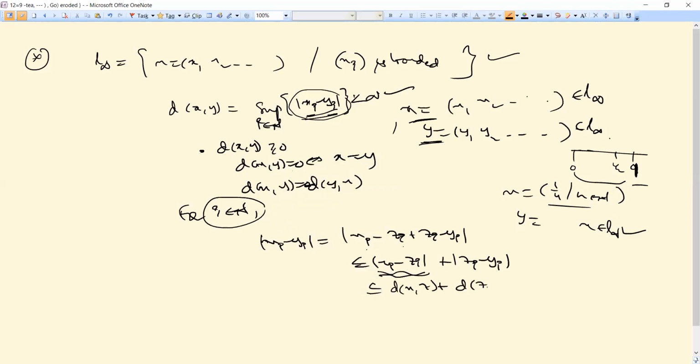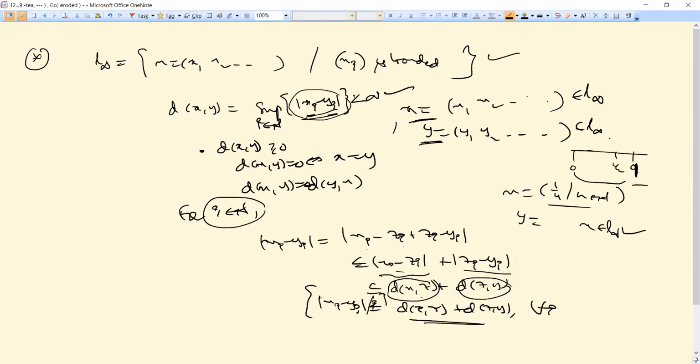Plus d of z comma y, because this element is bounded above by the supremum of |xi minus zi| plus the supremum of |zi minus yi| for every i. So it is an upper bound for the set over i, and therefore the supremum, being the least upper bound, is always less than or equal to this. But what is this? d of x comma y. Therefore, the triangle inequality holds, and it is a metric. Is it clear? Yes, sir.